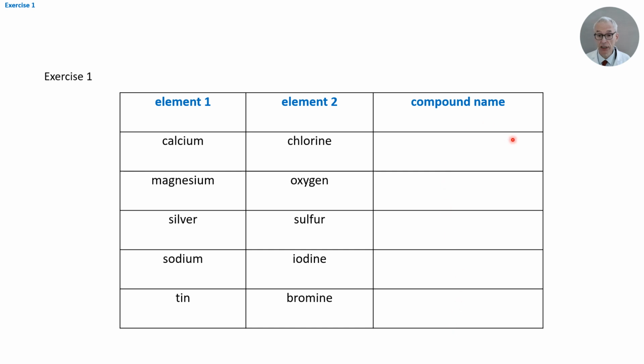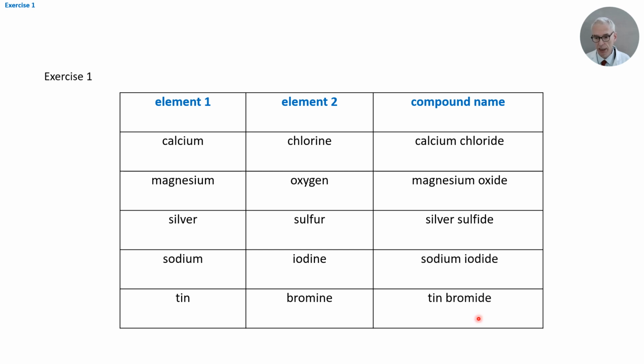Okay, so if I reveal calcium chloride, make sure you've got the ending. Magnesium oxide. Make sure you've got the remaining 3 correct before I reveal. Silver sulfide. This is very often written down as silver sulfate. That's a different compound entirely. Silver and sulfur, silver sulfide for this simple binary compound. Sodium iodide and tin bromide.